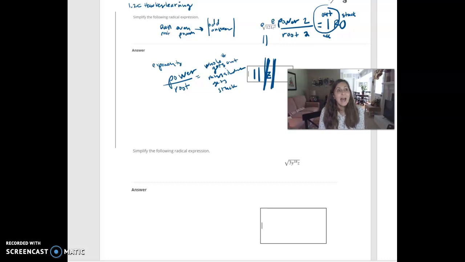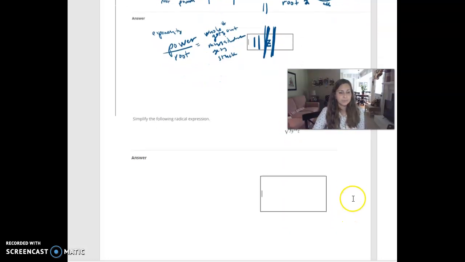Now, I'll be honest, I have found Hawks to be tricky here. Sometimes they don't want the absolute value bars. And if they don't, they'll say that's not needed on this particular problem. But try it if you have even, odd. Let's go to the next one.